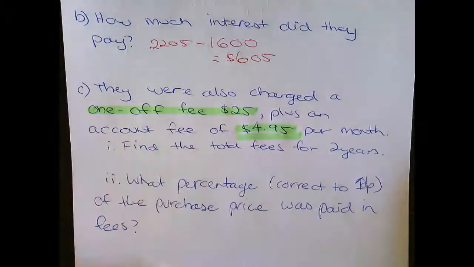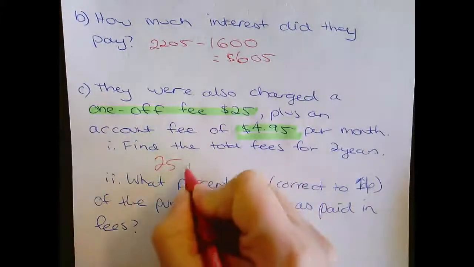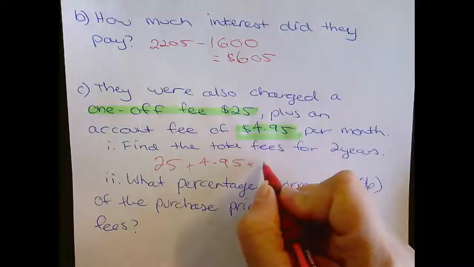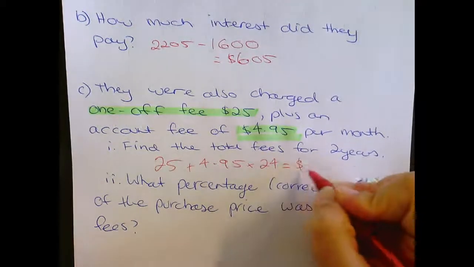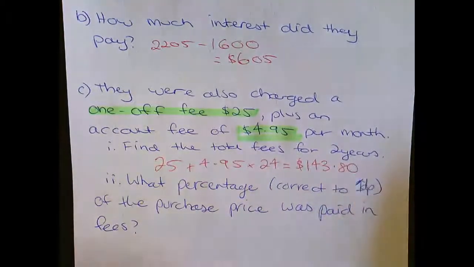So they will have $25 one-off fee plus $4.95 for 2 years. So that's 24 months. So that's an extra $143 right there and 80 cents just in fees, not even interest.